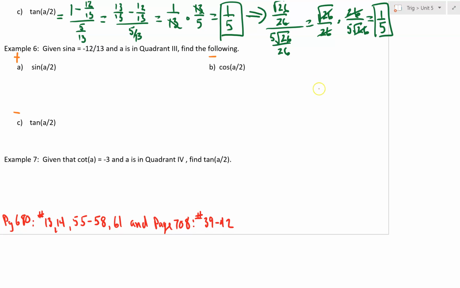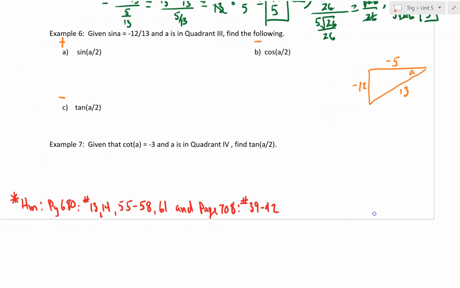First of all, draw a picture. So I'm going to just draw a real quick picture here. We're in the third quadrant. Here's negative 12. This is 13. Remember, it's from this angle. Sine, that means this is 5, and it's negative for the x value here. So this first one should say the following.